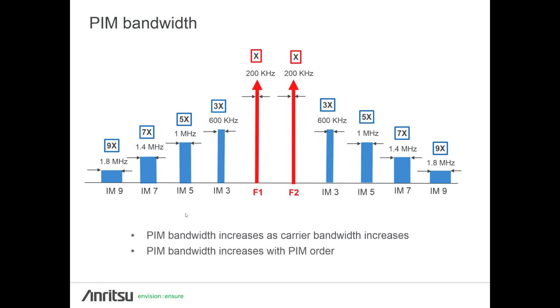So far we've been talking about PIM as individual frequencies. We need to know that the bandwidth of the IM is proportional to the bandwidth of the signals you're starting with, and is proportional to the intermodulation product order. So if I have two 200 kilohertz signals that are mixing, the third order intermodulation product is going to be 3 times the bandwidth of that individual signal. IM5 is 5 times, 7 is 7 times, 9 is 9 times, etc.